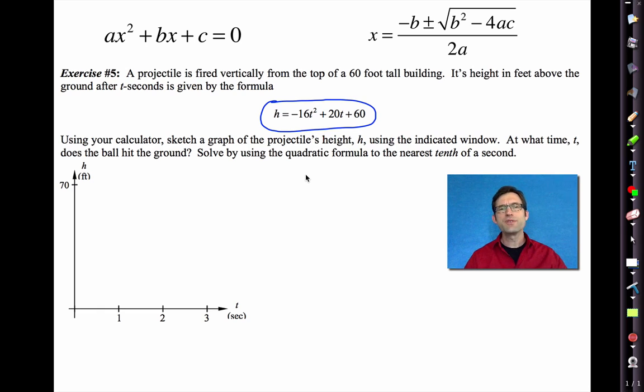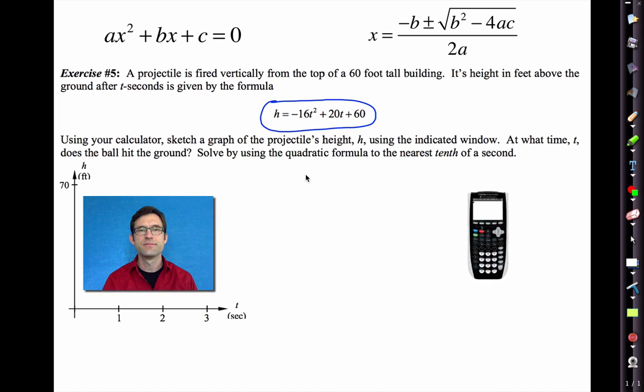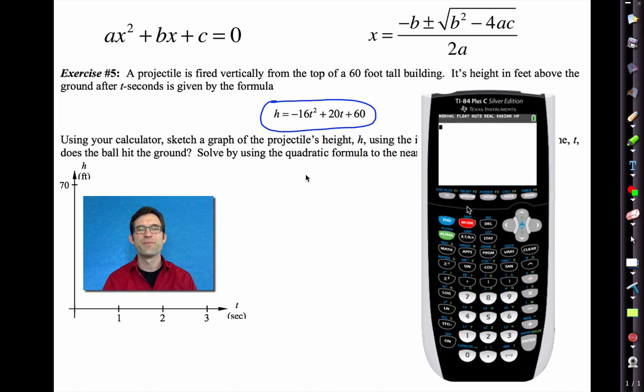All right, well, first things first, let's get a graph of the height of this object as a function of time. To do that, I'm going to open up the TI-84 Plus right now. Hello, calculator. All right, I'm going to go into y equals, so let's do that.